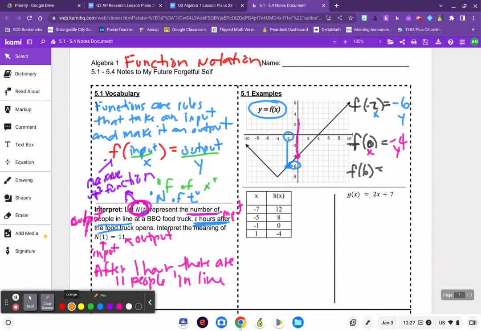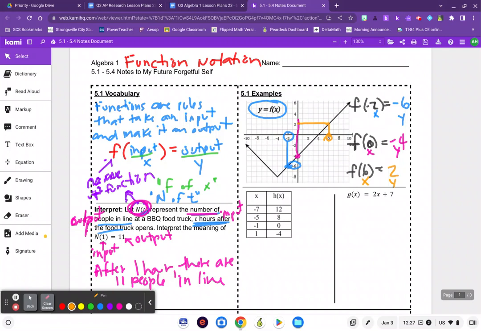And f of 6. So here's 6 on the x-axis. I'm going to go up to my graph, and I go over to 2 on the y. So again, when x is 6, y is 2. So that's how that works. The number in the parentheses is the x, and the answer is the y, the output.